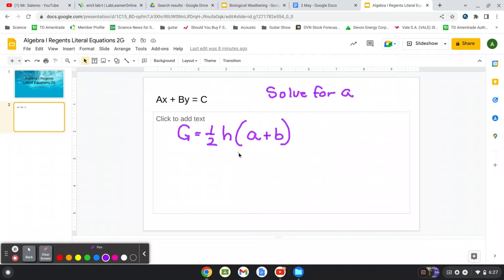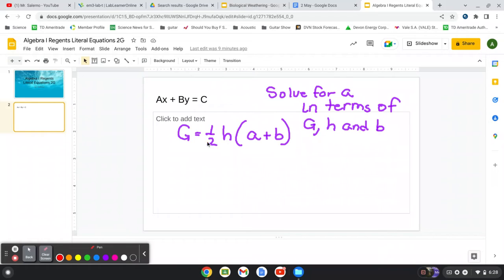So now you're solving for A. Of course, they'll follow with "in terms of," in terms of whatever's left: in terms of G, H, and B. They won't say in terms of the constant, like the half. So we're just trying to solve for A. Let's change the pen.